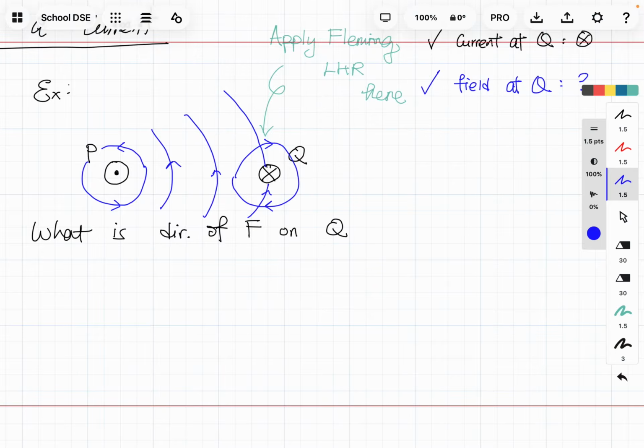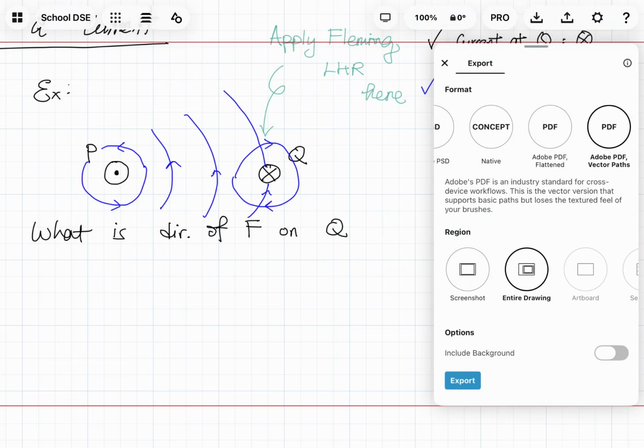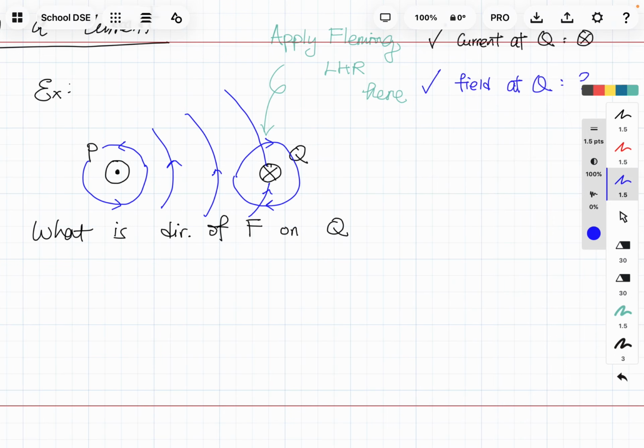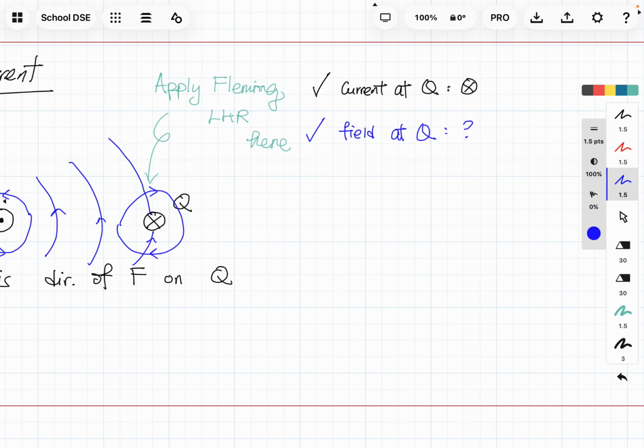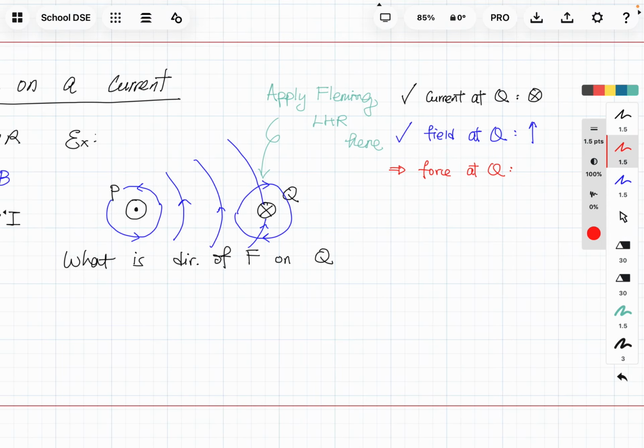Then we can talk about the force exerted on the charged particles. You can use the Fleming left-hand rule. For example, for this case, the velocity is this way, and the magnetic field is going into the page. This is a positive particle, so we use the Fleming left-hand rule, and then we can deduce that the force is going up.